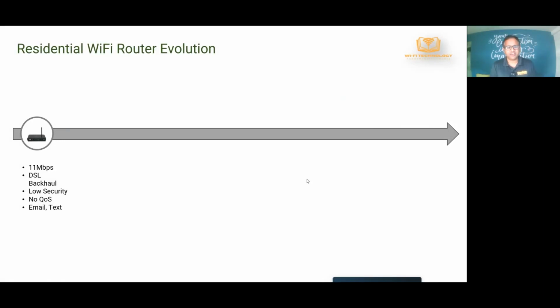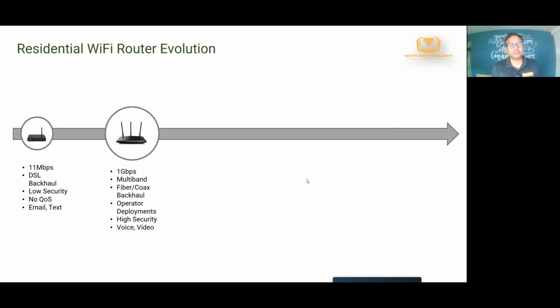and they had very low security, no QoS, and really meant for providing wireless access for one or two wireless devices in the home, basically running email and text applications. And after that, the Wi-Fi router started becoming a little bit more complex. We started to see multi-band access point deployments.